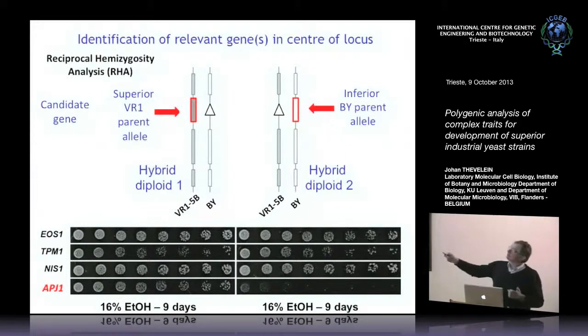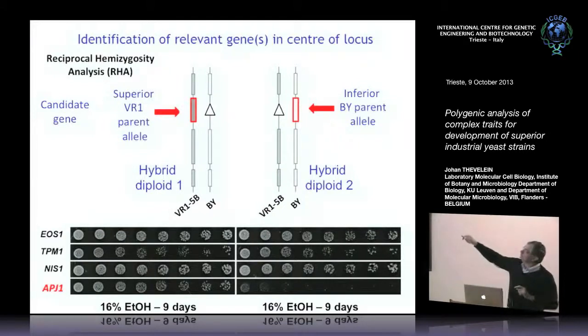In this approach, two diploid strains are constructed from the two parents. You see, the VR15B, the Brazilian parent, is crossed with a laboratory strain here to make a new hybrid. Here again, it's the same. The two strains are crossed. But in this diploid, we delete one copy of the candidate gene that we are testing, and we leave the allele from the superior parent intact. In the other diploid strain, we delete the copy of the superior gene, and we have the copy of the inferior BY parent left.